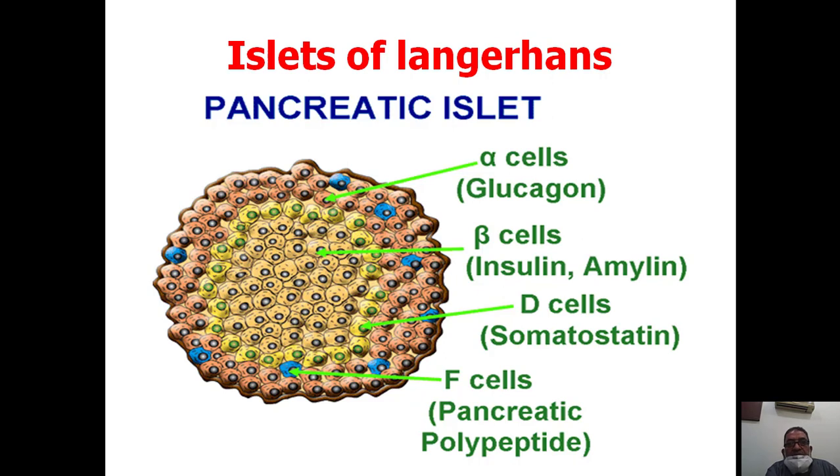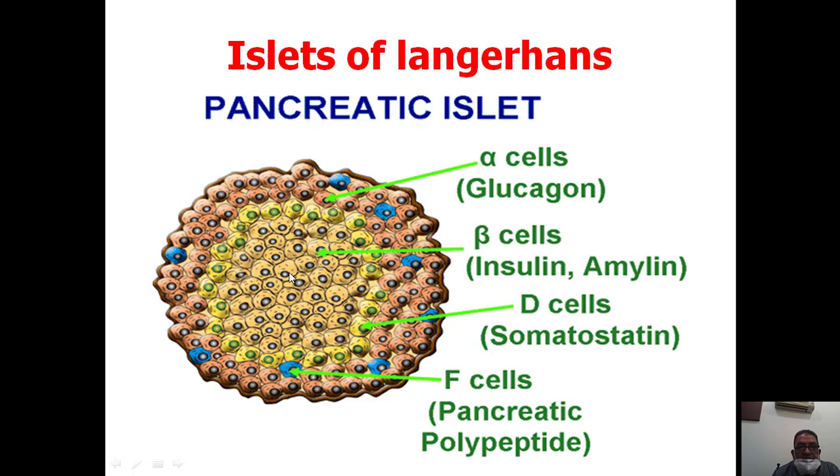This is the islets of Langerhans picture. Now this is the hypothetical diagram. In the center you see a beta cell which secretes insulin and amylin. At the periphery, at the rim, you see an alpha cell, which secretes glucagon. Mostly the cells at the periphery are glucagon-secreting.